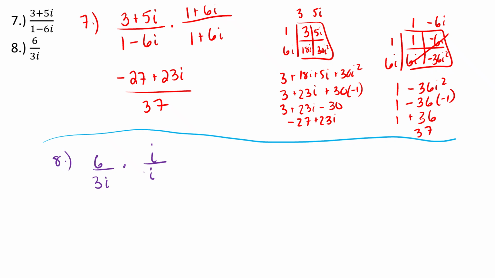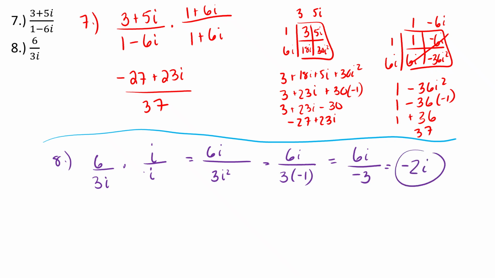That has not changed. And so in our numerator, we have 6i. In the denominator, we have 3i squared. But we remember that i squared is equal to negative 1. And so that becomes 6i over negative 3. And then 6 divided by negative 3 is negative 2. And so 6 divided by 3i is equal to negative 2i. Maybe you saw that coming, maybe you did not, but there you go.